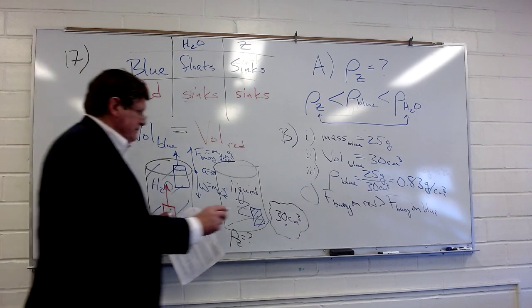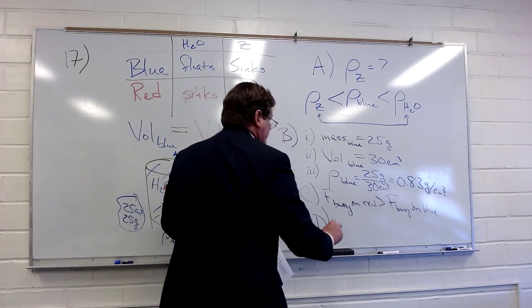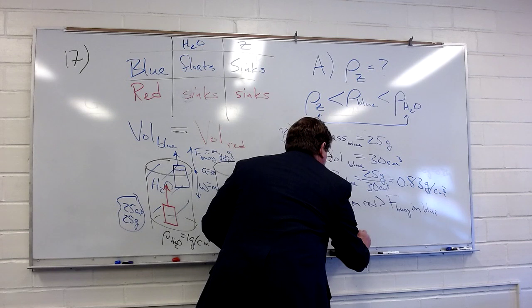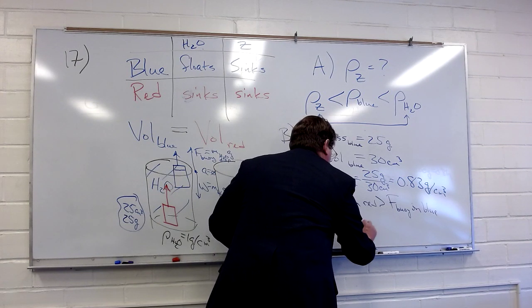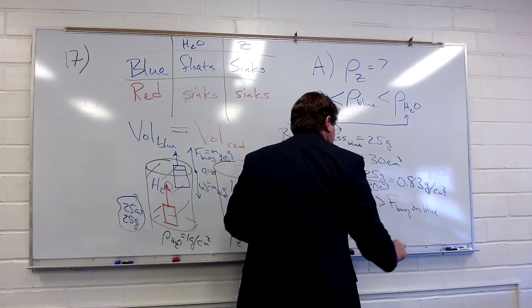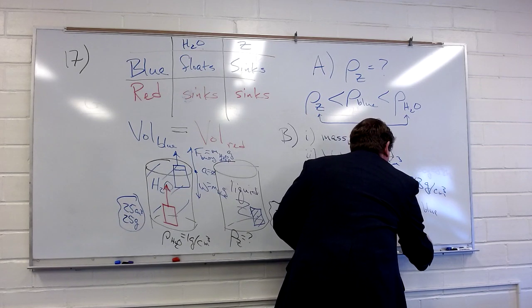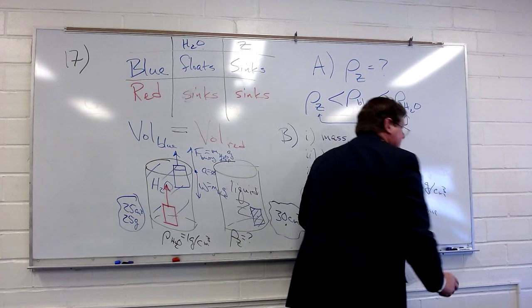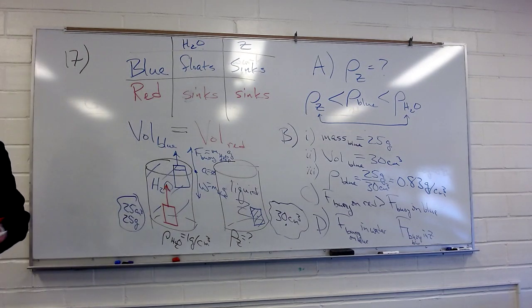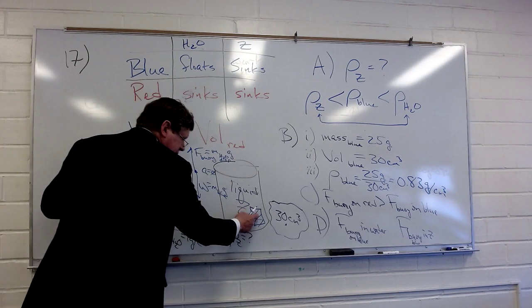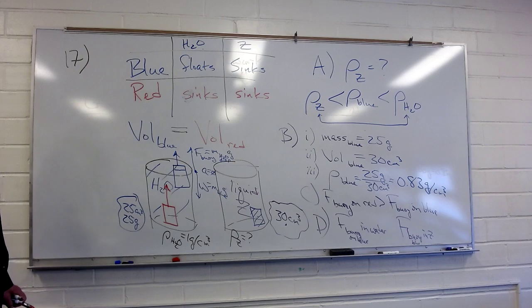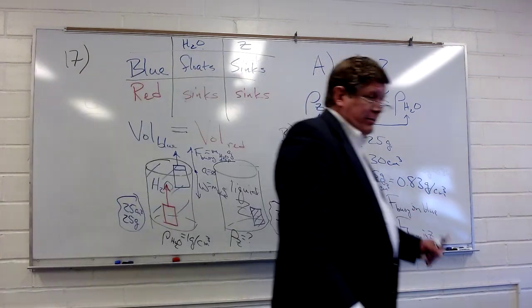Now, part D is asking us to compare the buoyant force on the blue object in water to the buoyant force on the blue object in Z. So now we're comparing this buoyant force on the blue object in water to this buoyant force on the blue object in Z. And here's where people fell off the bus. Here's where people had trouble on that exam.